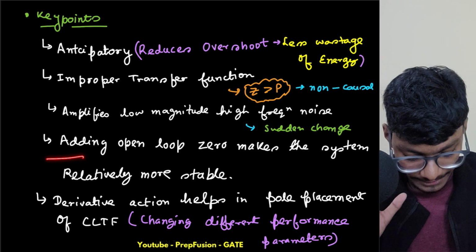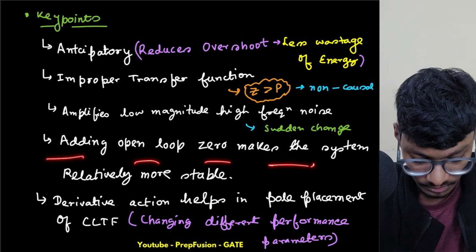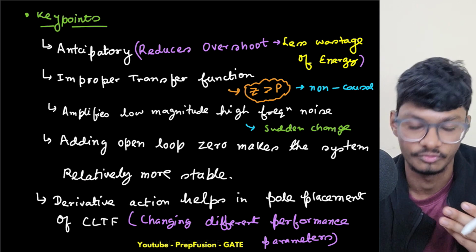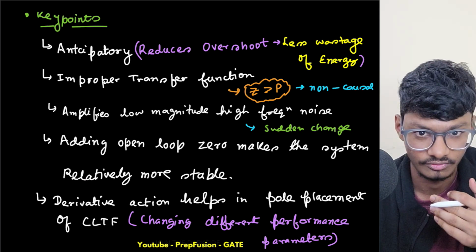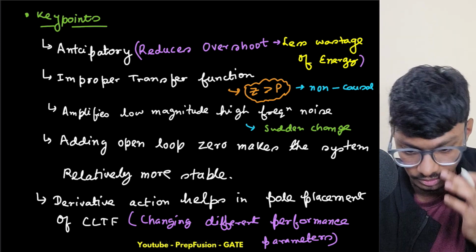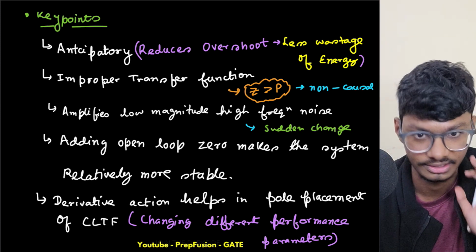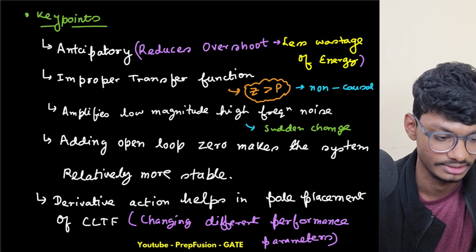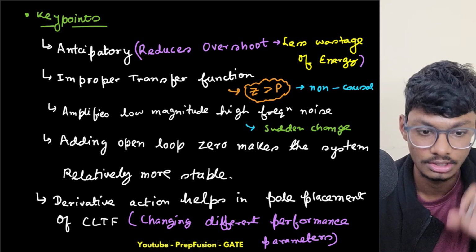Then adding open loop zeros makes the system relatively more stable. So like we already learned this, right? When we add an open loop zero, which is further away from the origin, or not much near to the origin, it will only make the system stable. Only make the system stable. We just learned what are the effects of adding poles and zeros to the OLTF.